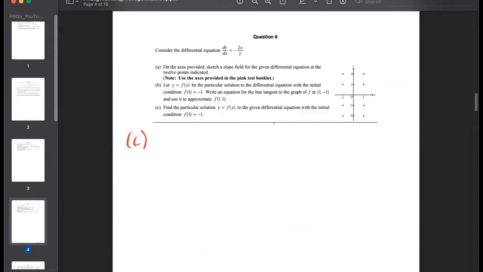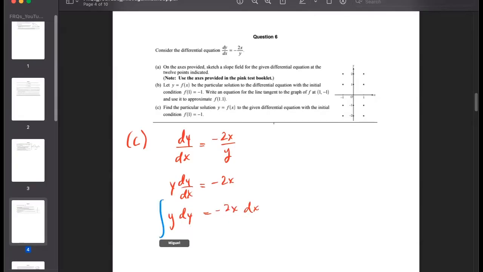That's just a matter of taking my function and using separation of variables to integrate this. So I'm going to go ahead and bring the y to the other side. So I get y dy dx is equal to negative 2x, and then bring the dx to the other side. Y dy is equal to negative 2x dx. And at this point, I just integrate both sides. So the first one is y squared over 2 on the left side, and then I have negative x squared plus c.